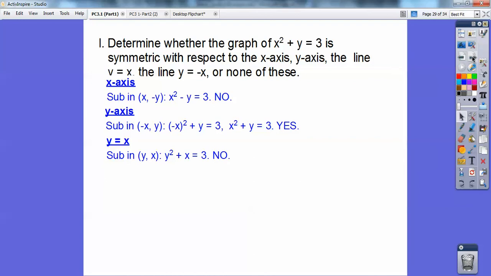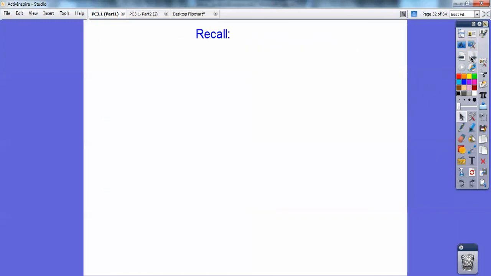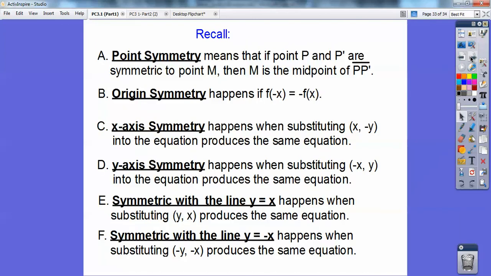Y equals x, I substitute in y for x, so there's y squared now plus x for y, and so no, those aren't the same equation. And same goes for y equals negative x. I substitute those in. Again, it's a big no. So the only one on that one is y-axis symmetry. All right, so these are just the rules on these guys, and you probably already have them written down, but there they are just for your review.